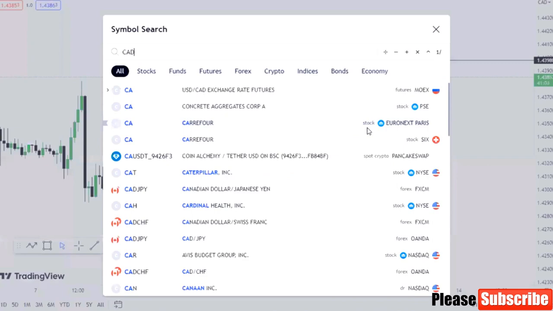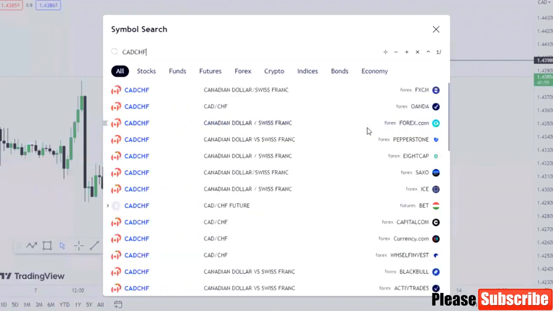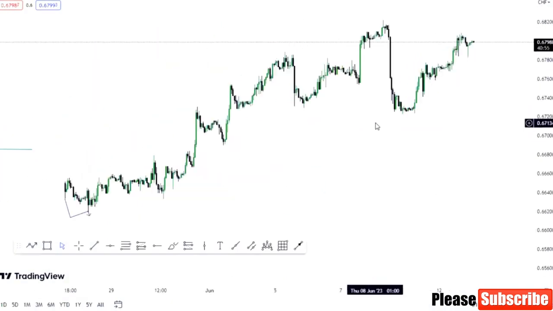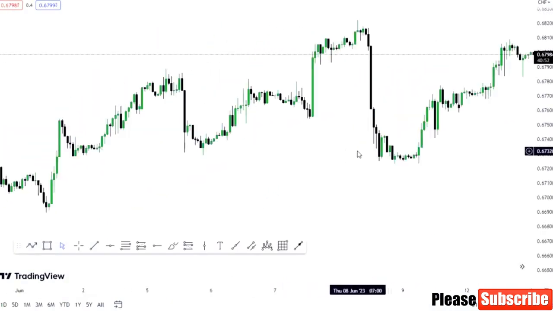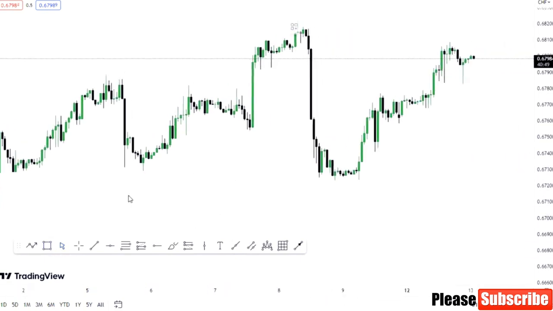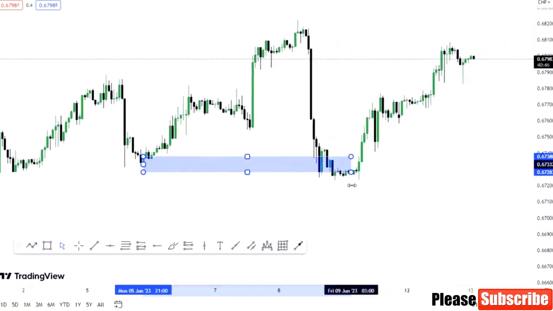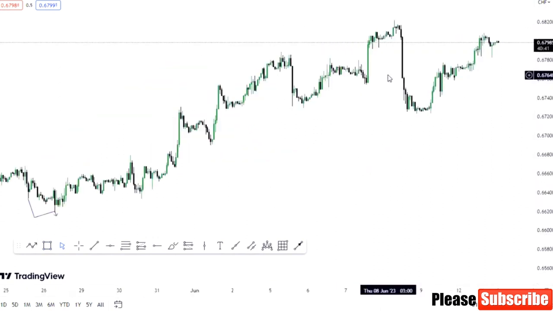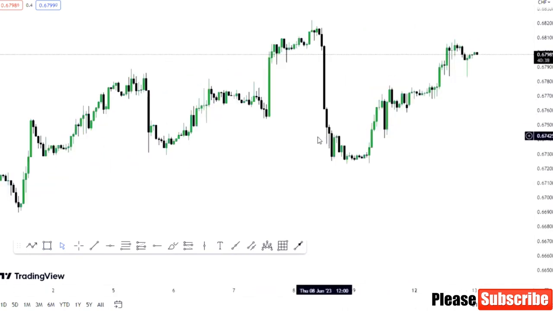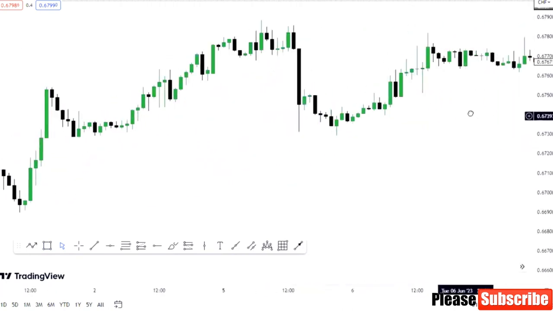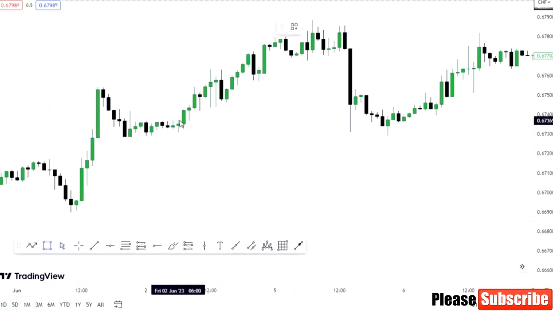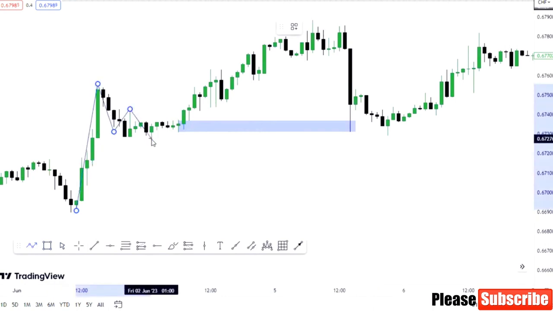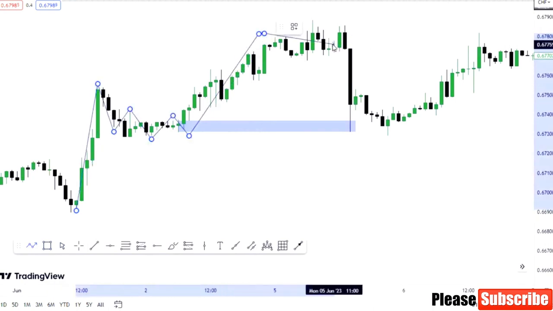Now let's check another pair. I like the CAD JPY, or no, let's go with the CAD CHF. Let's see what we can get from the CAD CHF. Alright, so this is the 1 hour. The first thing I would like to do is spot my demand zones, but I don't think we have demand zones right here, right now. Although I can give you an example of how you can trade from entry to exit. Over here we have a nice order block, because we had one rally, a base, and another rally.